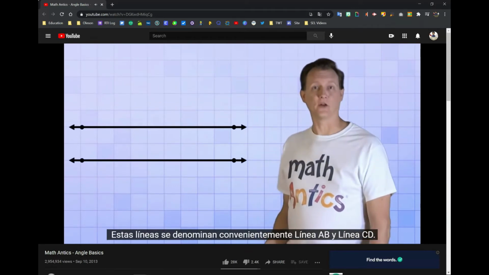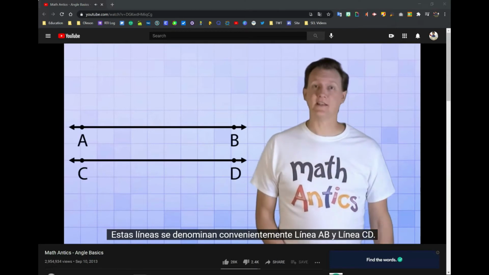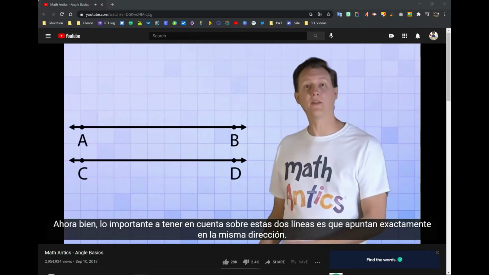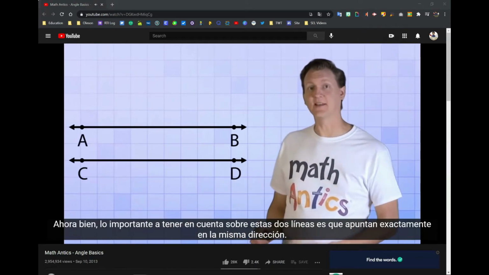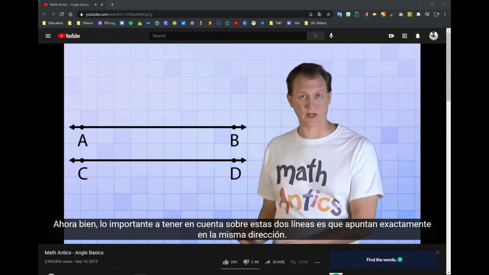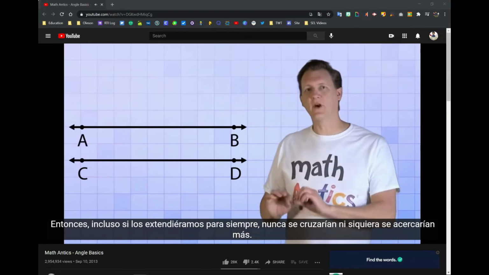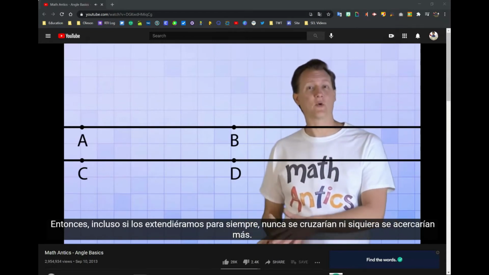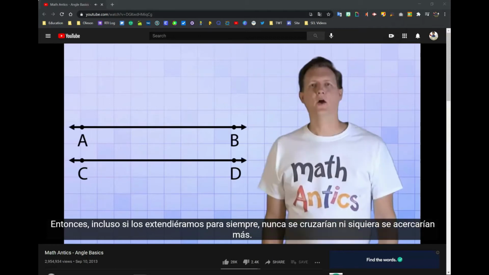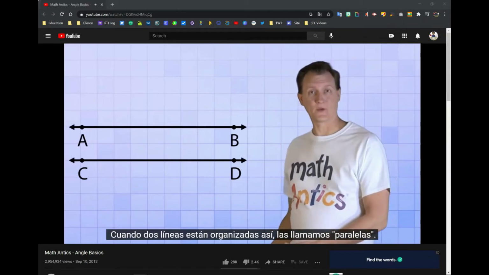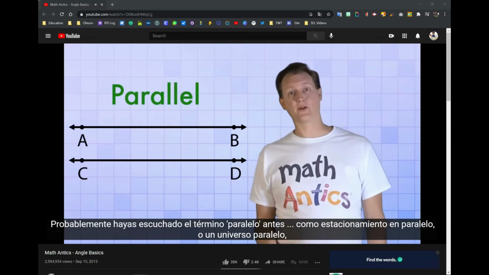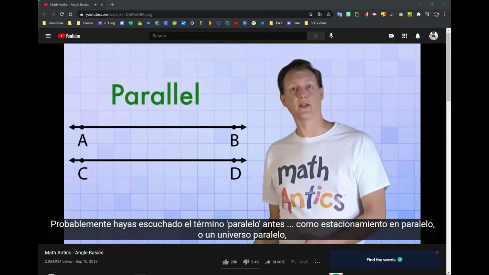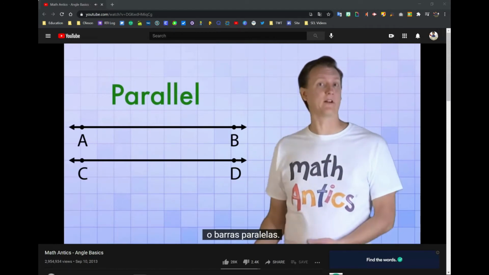These lines are conveniently called line AB and line CD. Now, the important thing to notice about these two lines is that they're pointing in exactly the same direction. So even if we extend them forever, they would never cross or even get closer together. When two lines are arranged like this, we call them parallel. Now, you've probably heard the term parallel before, like parallel parking or a parallel universe or parallel bars.